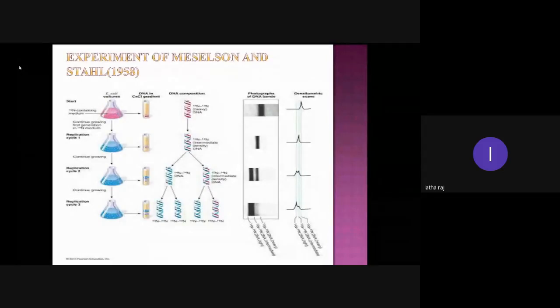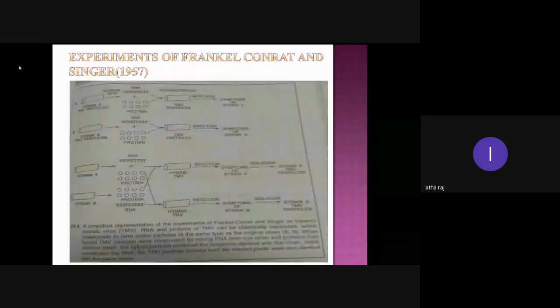the RNA of TMV has the capacity to produce a disease and is also a genetic material. And next, I will explain about the Meselson and Stahl experiment.